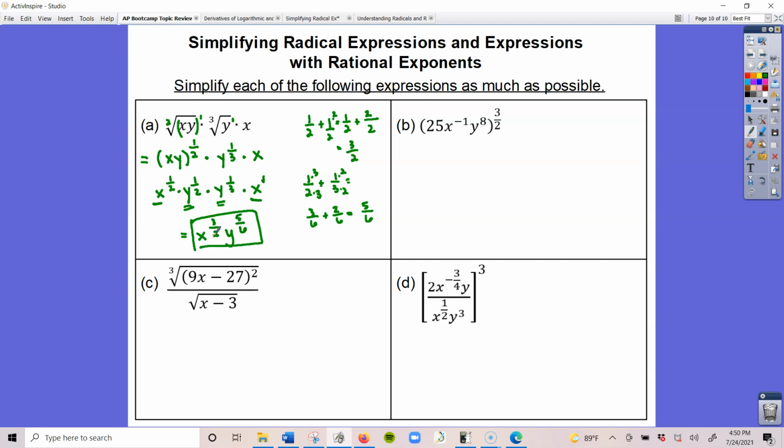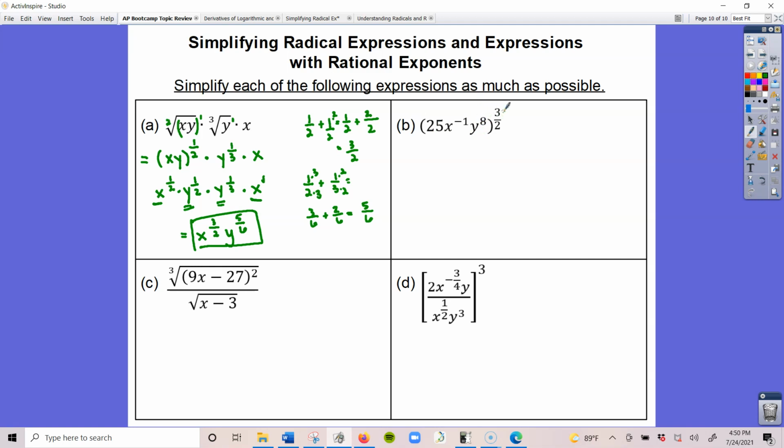So that would be my simplified version of that particular example. Now let's look here. We have 25x to the negative 1, y raised to the 8th, and everything is being raised to the 3 over 2. Now normally we would start inside of the parentheses and simplify what we can. There's really nothing to simplify, so we're going to leave that.